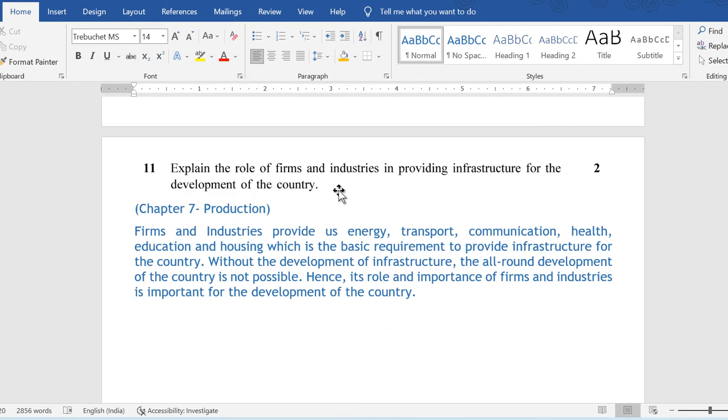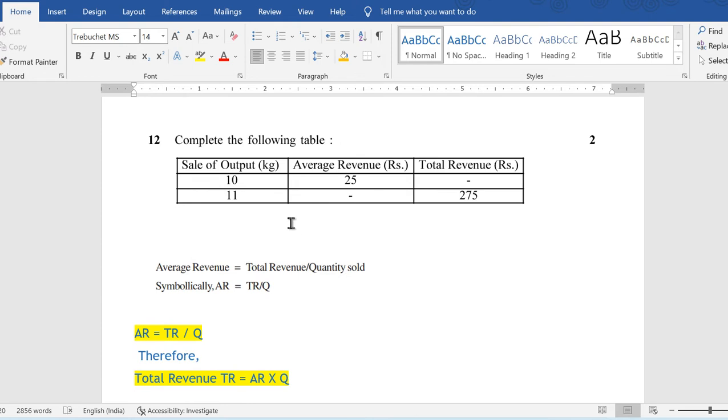Question number 11. Explain the role of firms and industries in providing infrastructure for the development of the country. This is from Chapter 7, Production. Firms and industries provide us with energy, transport, communication, health, education, and housing. These are the basic requirements to provide infrastructure for the country. Without the development of infrastructure, the all-round development of the country is not possible. Hence, it is the role of these firms and industries which is very important for the development of a country. The next question, question number 12.